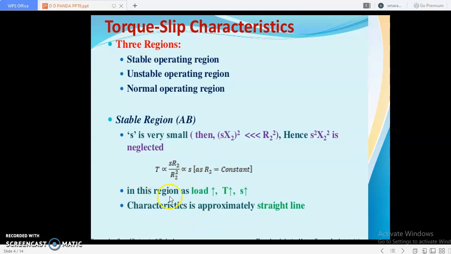So in this region, when load increases, torque also increases and slip also starts increasing, as slip is directly proportional to torque. T proportional to S is the equation of a straight line. So the characteristic here is approximately a straight line.